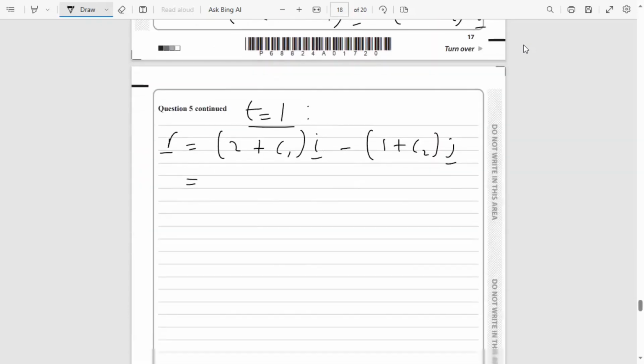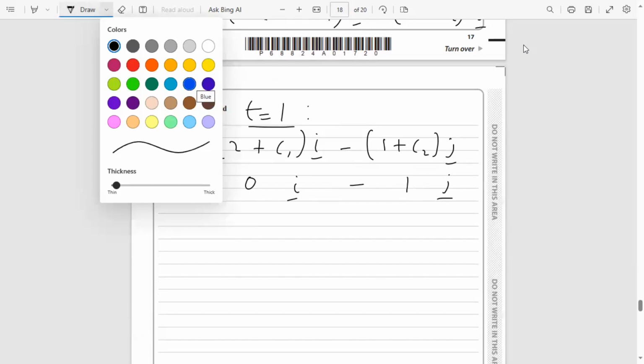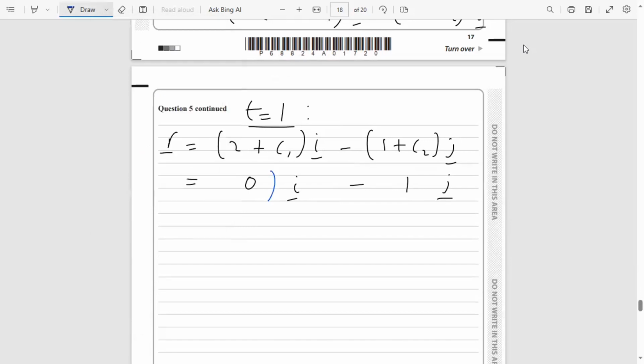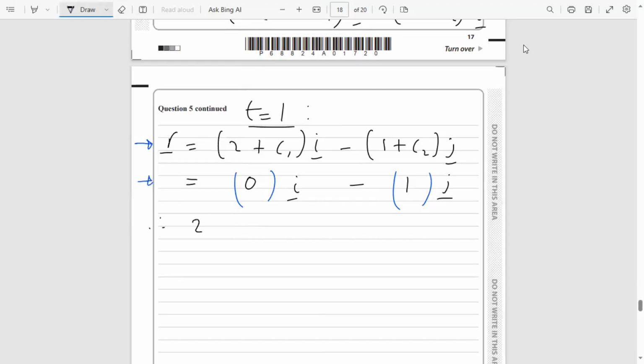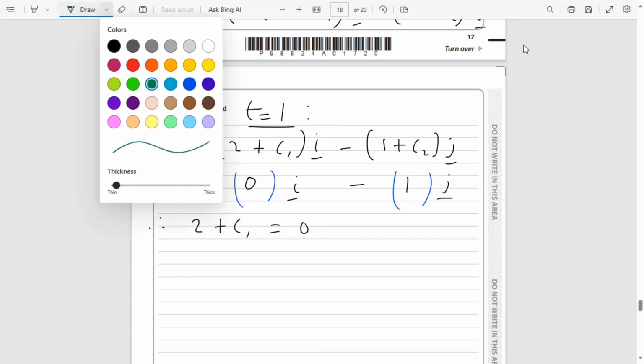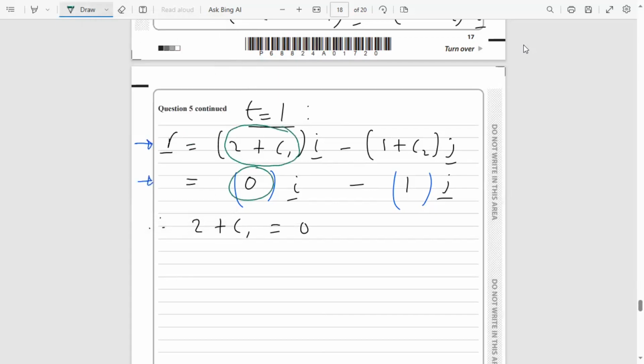So in other words, 0i minus j. And in fact, I'm just going to put a number 1 there just to really make this clear. So negative j is the same as 0 in the i direction and minus 1 in the j direction. That's what we've got there. So we can see that if this line is equal to this line, then we've got 2 equations from this. So therefore, 2 plus C1 is equal to 0, because we want this to be equal to that.